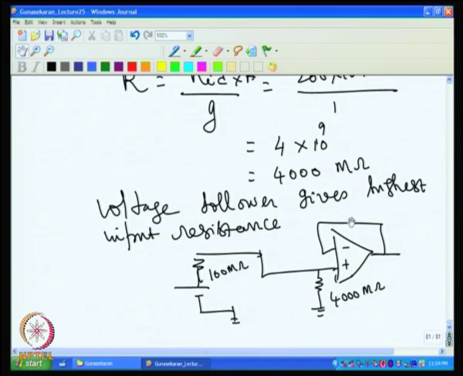If I use gain in this stage, then the input resistance would have come down, and then most of the voltage would have been lost on the internal resistance, because when the internal resistance is high, we have to keep this resistance very high. For that purpose only we have to go for a voltage follower at the input stage.